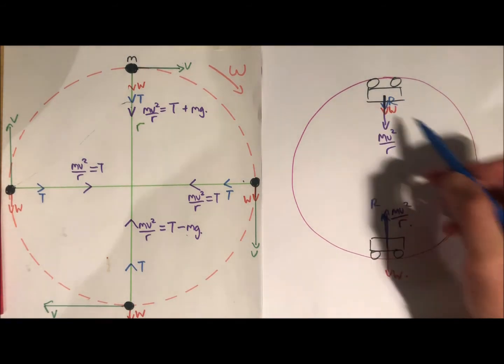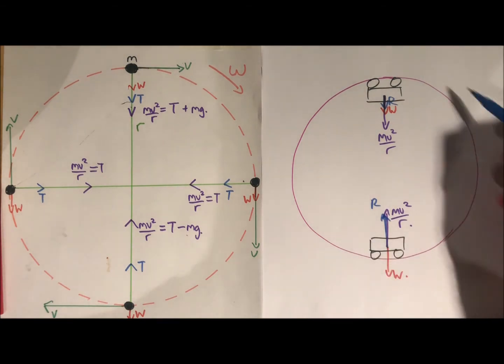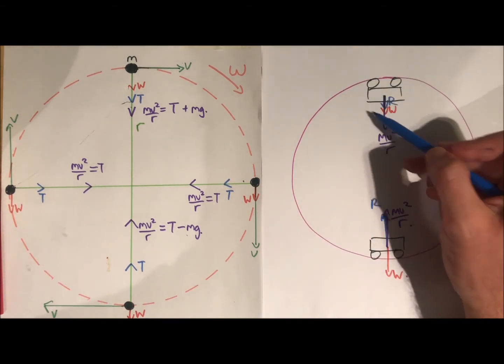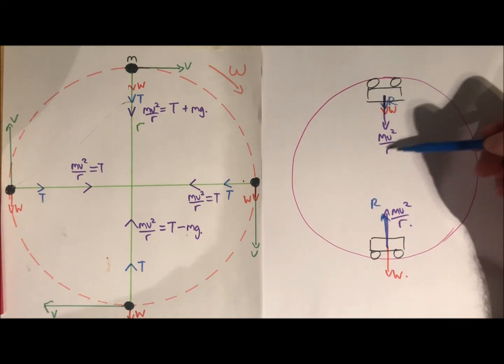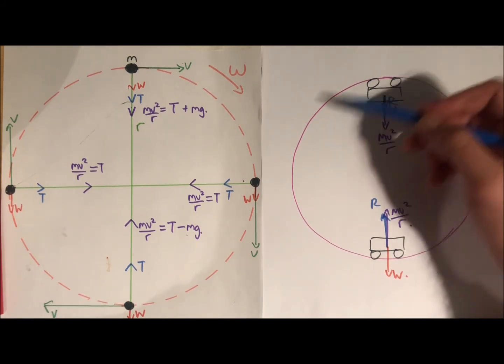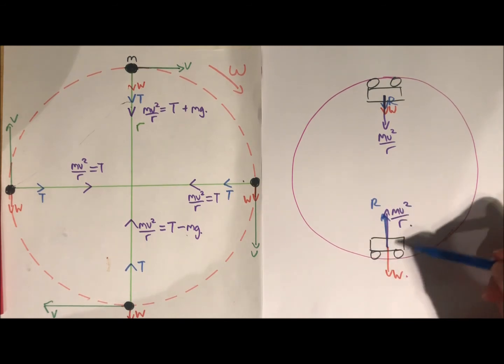So as you go round this track, exactly like the tension, it will have a smallest reaction force at the top, because it doesn't have to provide the whole centripetal force. The weight does some of it. At the bottom, it'll be the largest reaction force.